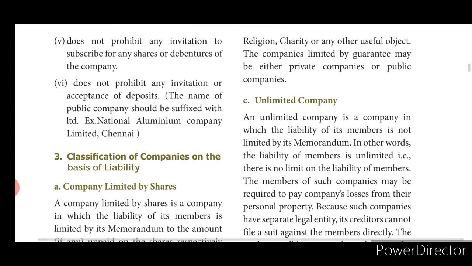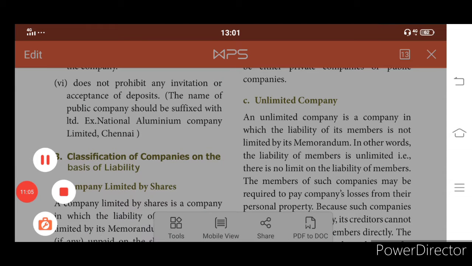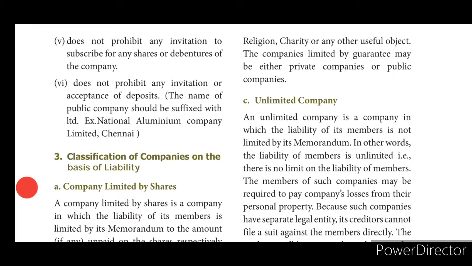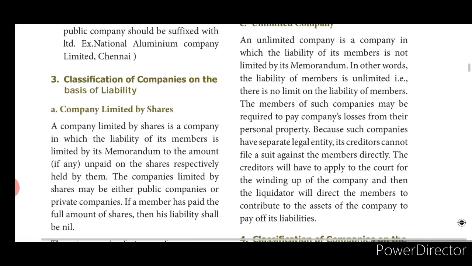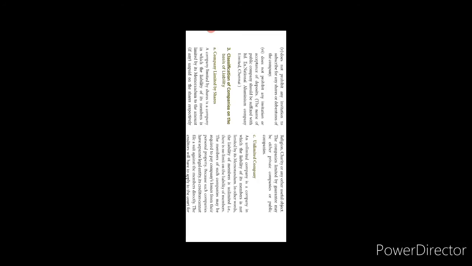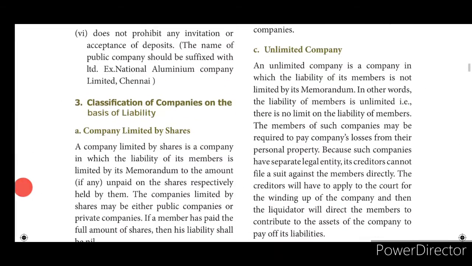Okay, the next one that we have is the unlimited company. What is an unlimited company? An unlimited company is a company in which the liability of its members is not limited by its memorandum. In other words, the liability of the members is unlimited. There is no limit on the liability of the members. The members of such a company may be required to pay the company's losses from their personal property also. Very simple, isn't it? We already know about this unlimited liability. We even saw it in the case of a sole trader and a partnership firm, and in the joint family system we saw the Karta's liability will be unlimited, isn't it? So we already know about this unlimited term. We have already come across such things, isn't it?